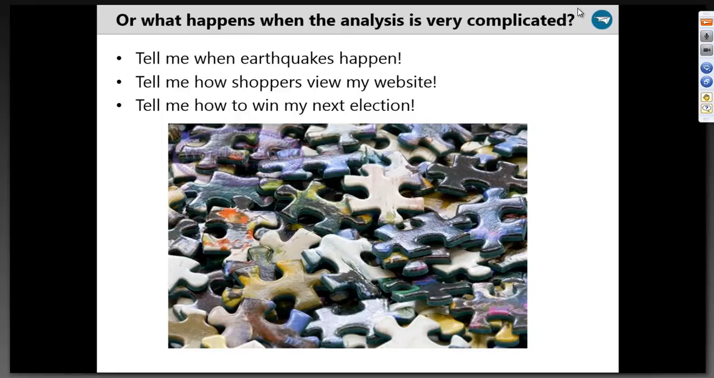Or what happens if the analysis is very complicated? Like tell me when earthquakes are going to happen, or how shoppers view my website, or how to win my next election.